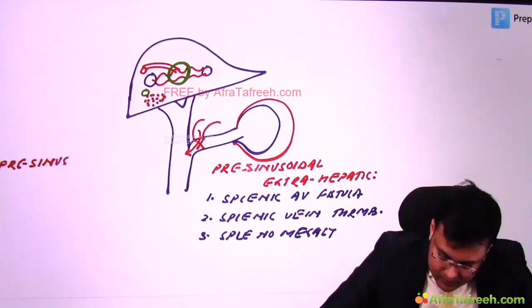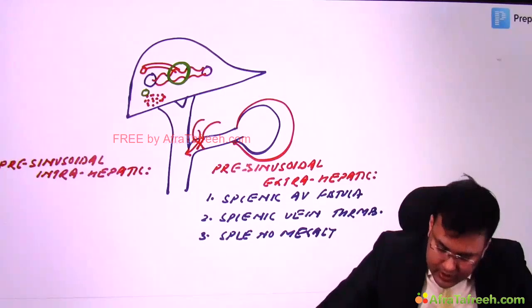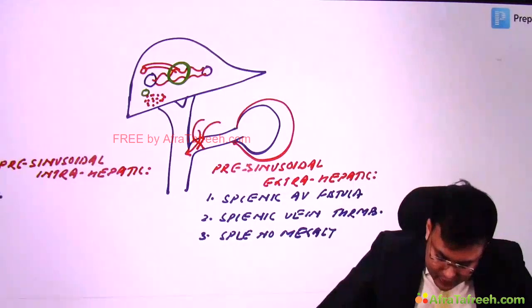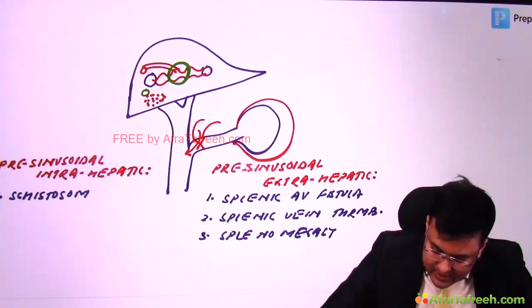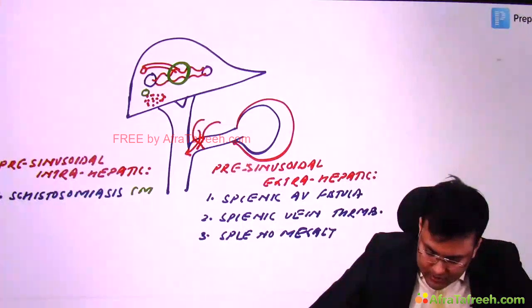Okay, so this is pre-sinusoidal intrahepatic, right? What are the causes? The most common cause is schistosomiasis. This was asked many times. So this is most common.